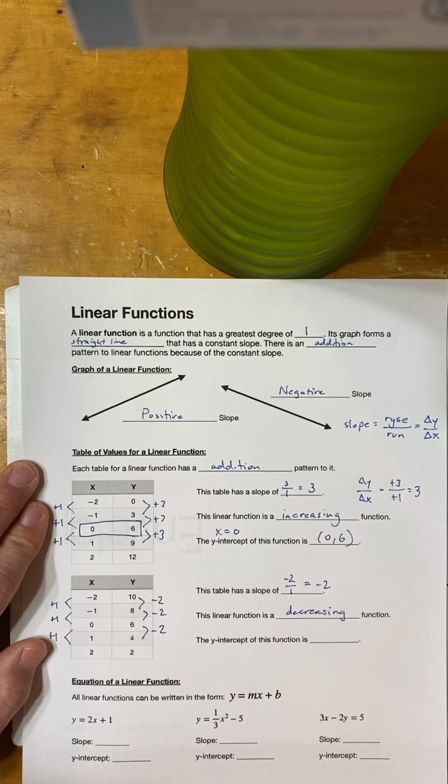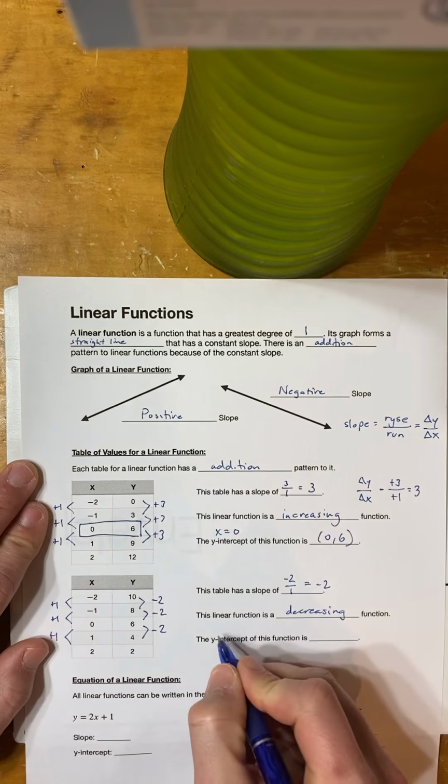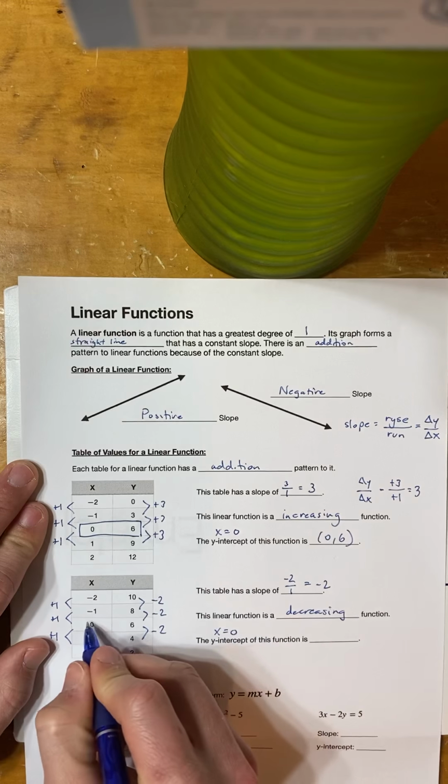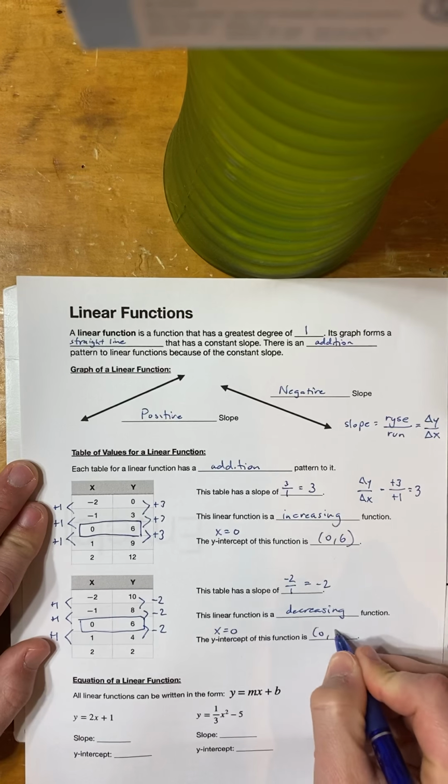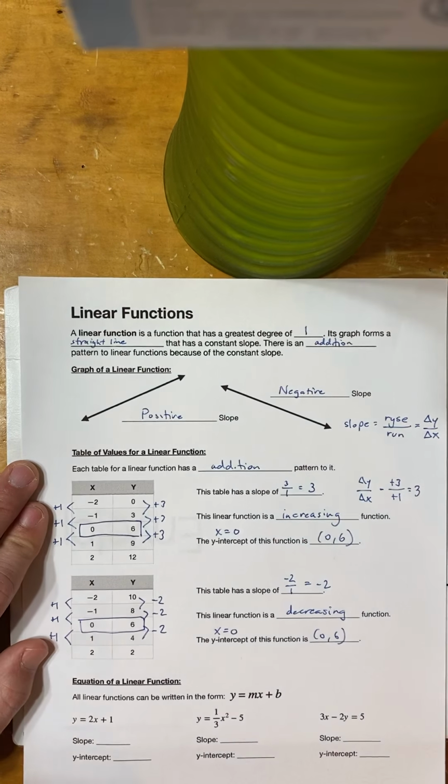And then the y-intercept here of this function, again, is when x equals 0. And so it, again, is going to be the same point, (0, 6).